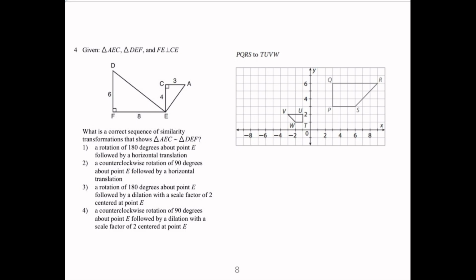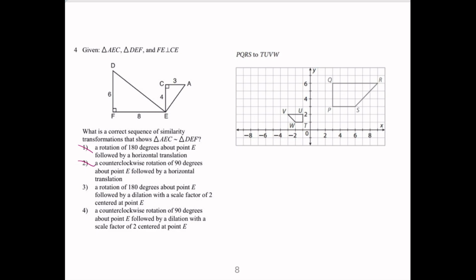So it says, given triangle ABC and triangle DEF, and FE is parallel to CB, what is the correct sequence of similarity transformations that shows triangle ABC is similar to triangle DEF? We know that there's some sort of dilation because these two figures are obviously two different sizes. So immediately we can eliminate number 1 and number 2 because there is no dilation.